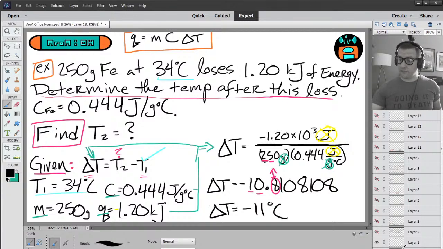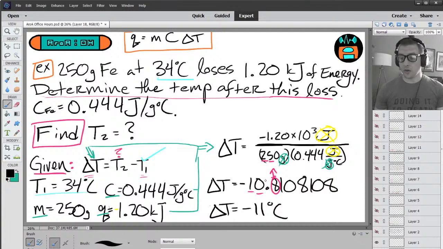Don't let the negative sign freeze you out. That's a horrible pun, made completely accidentally. Don't let the negative sign freak you out. That's what I was trying to say. Because a negative change in temperature just means that the temperature decreased. That's a totally normal thing. We experience it all the time. So don't worry if your delta T has a negative value. It's totally normal.